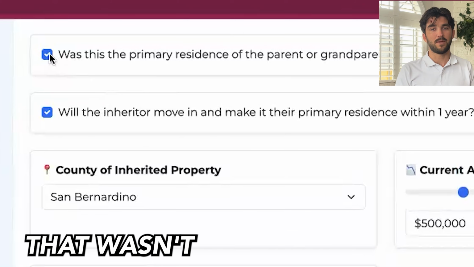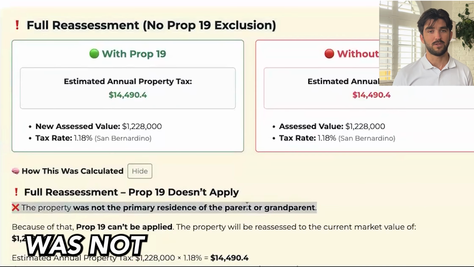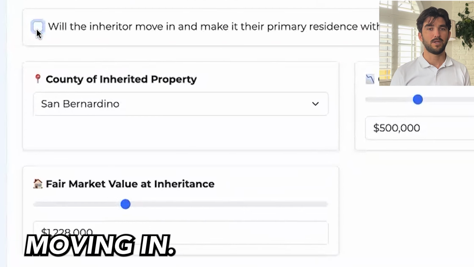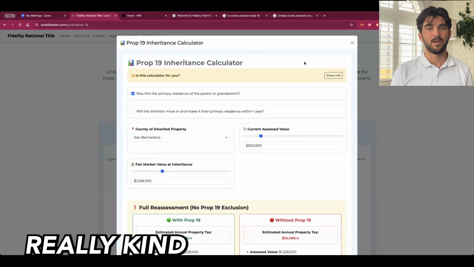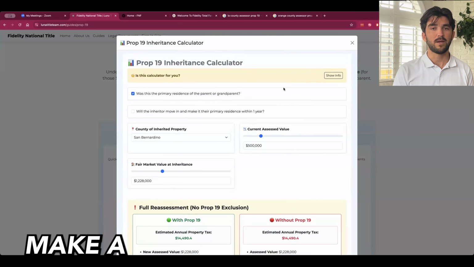Let's say that wasn't the primary residence. All of a sudden, we'll see that this is a full reassessment because it was not the primary residence of the parent or grandparent. Or let's say they're not planning on moving in. Same thing. We'll see full reassessment. So it's a nice way where you can really walk someone through example cases of inheriting a property. It really can make a massive difference.